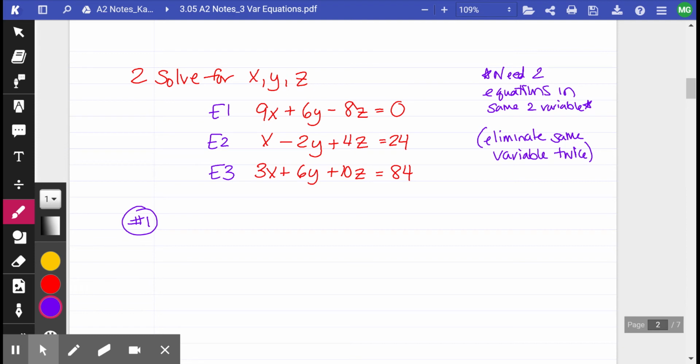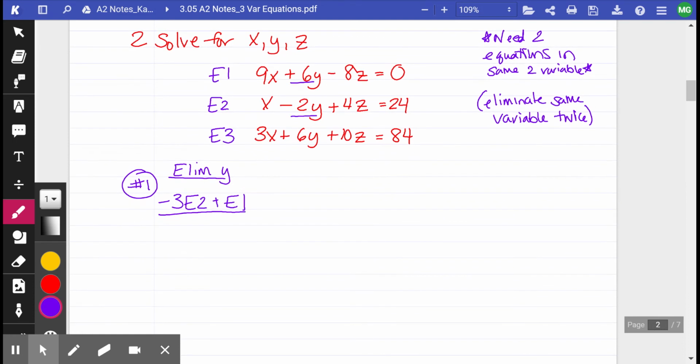So I'm going to stick with the y's today, but either x's or y's is fine. So I'm going to eliminate y, which means I'm going to need to do that 2 times. First, I'm going to look at equation 1 and 2. To eliminate my y, I need to multiply equation 2 by 3. So again, you're trying to get these 2 numbers to be additive inverses of each other. So -3 times E2 plus E1. So label what you're doing and then go ahead and do it.